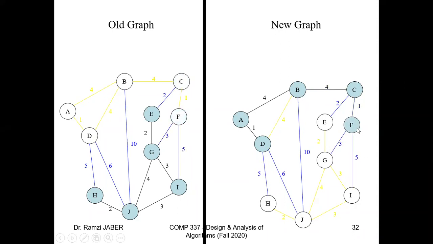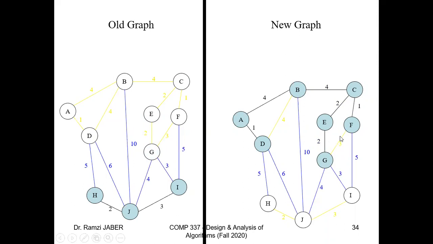From F node, we have also 3, 5, and CE is 2. So always start from the lowest edge. So now we select E. Remove it from the old graph and put it here. Now, as you can see, here we have a cycle. EJ is 2, FJ is 3, okay? So automatically we'll select EJ and forget about this.